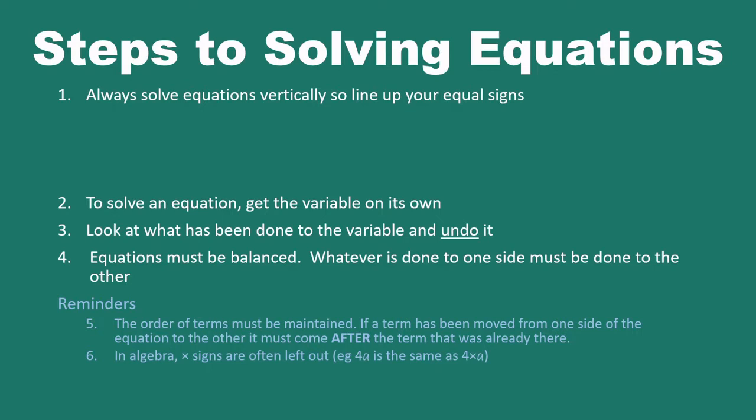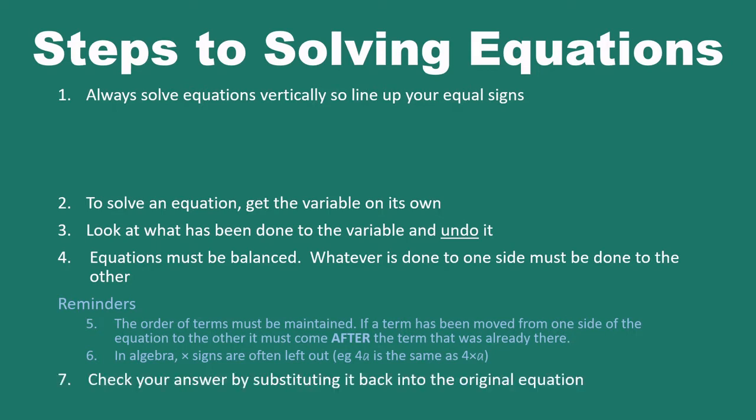Point number 6, in algebra, remember that the multiplication signs are often left out. So this is just a reminder that a term like 4a, for example, is the same thing as 4 times a. And finally, step 7 was to always check your answer. When you've finished solving an equation and you've got the value of the variable you're looking for, substitute that variable back into the original equation to make sure that it calculates out as it should.